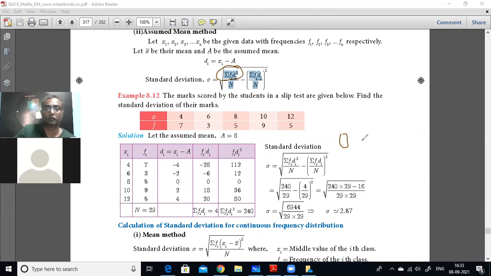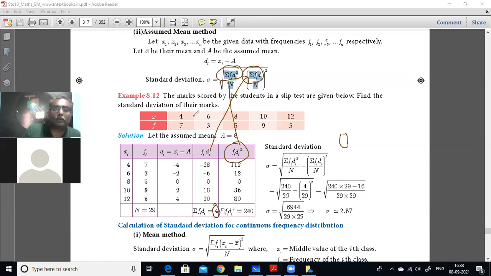So from where? From this one. From this one, you will go here. Then fi di, you will go from here. You will take this value. So fi di is equal to 4 in this case.